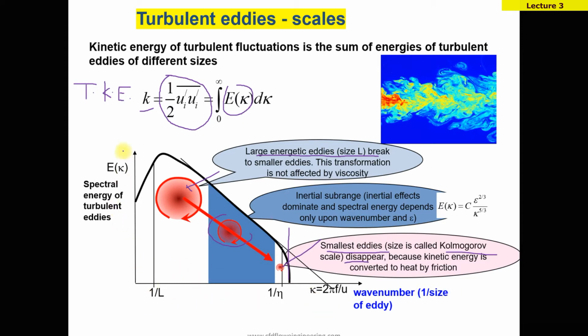And here turbulent kinetic energy is presented on the y-axis, and the wave number kappa is presented on the x-axis, and it is equal to the order of the reciprocal of the size of the eddy. Its value is low for the larger eddy, and its value is high for the smallest eddy. And here the slope for the inertial range is always minus 5/3. This slope is always fixed. Please note that.